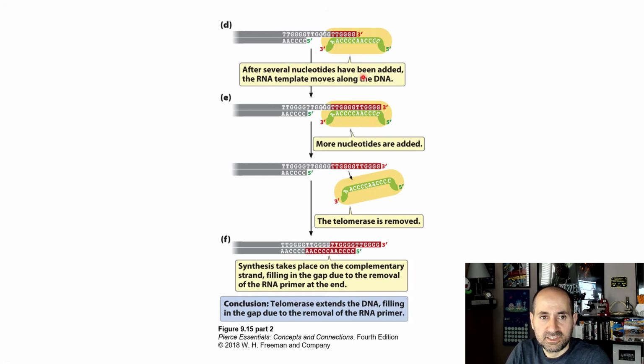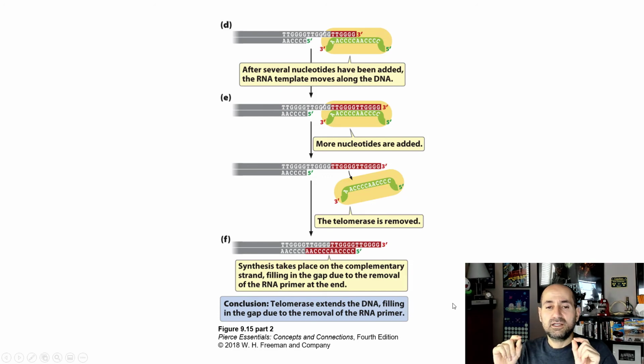After several nucleotides have been added, the RNA template moves along the DNA, more nucleotides are added, and then the telomerase is removed. So you see, you've just extended the telomere. You've repaired it. You've prevented shortening of the telomere ends, the ends of the chromosome. So synthesis takes place on the complementary strand, filling in the gap due to removal of the RNA primer at the end. Conclusion: the enzyme telomerase extends DNA, filling in the gap due to the removal of RNA primer.